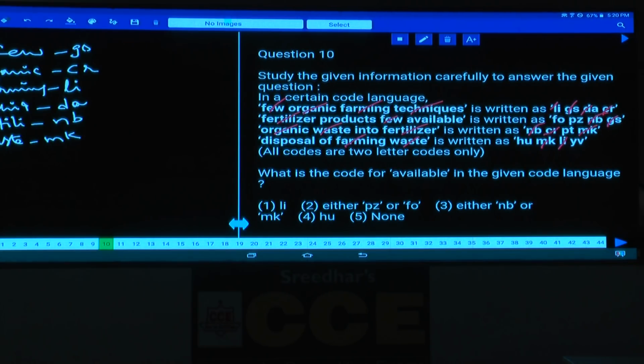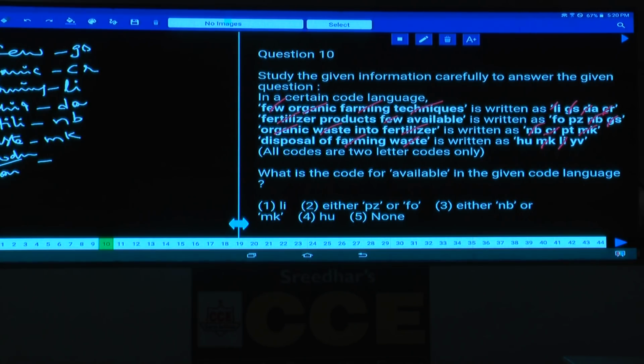Done with this? Then, now in the second one, product and available is left over, but in none of the statements product and available is there, isn't it? Hence for product and available we cannot determine, and the code for this one is what?